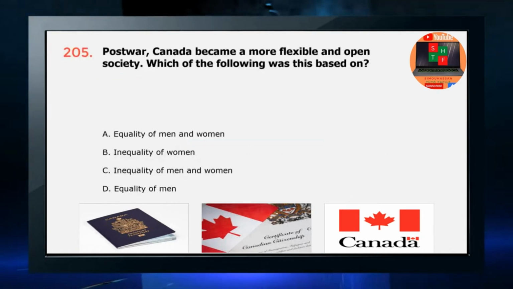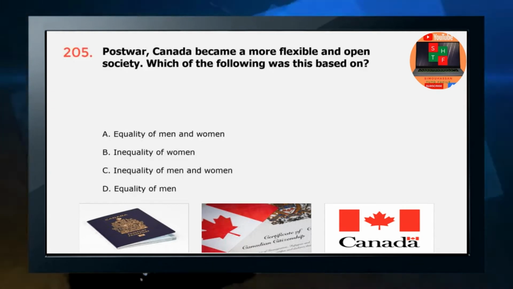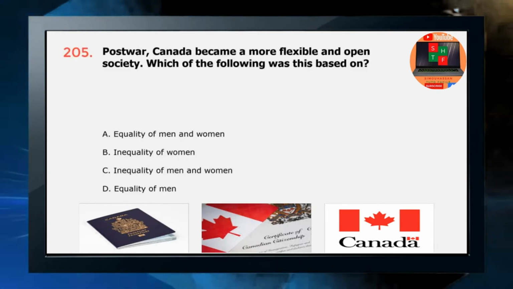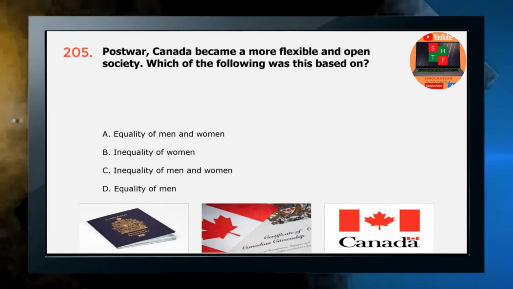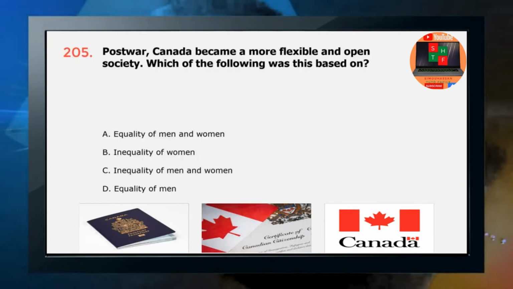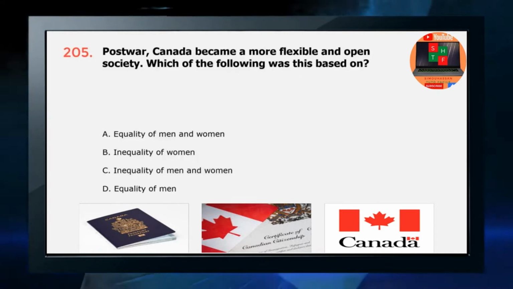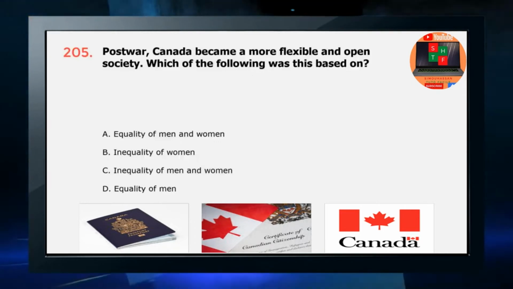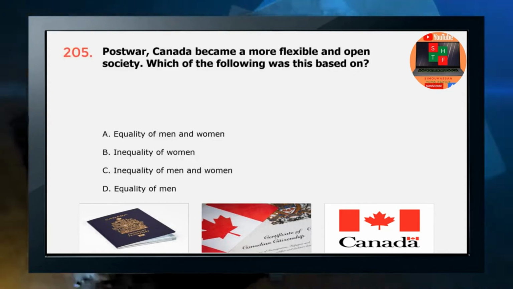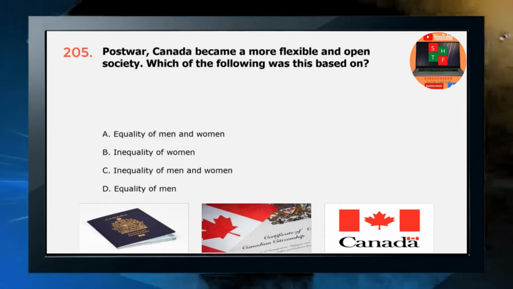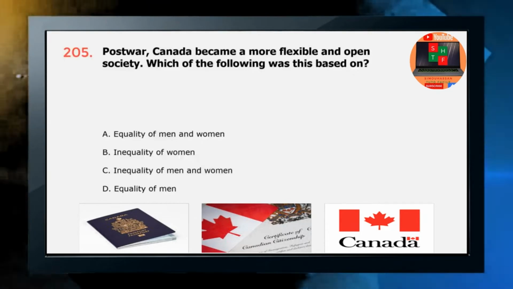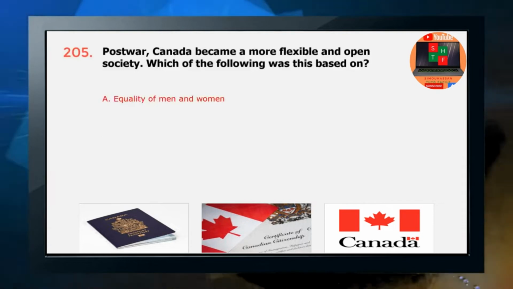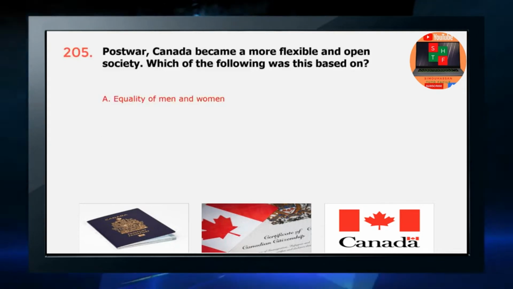Question 205. Post-war Canada became a more flexible and open society. Which of the following was this based on? A. Equality of men and women. B. Inequality of women. C. Inequality of men and women. D. Equality of men. The answer is A. Equality of men and women.